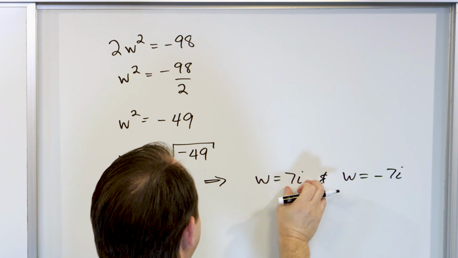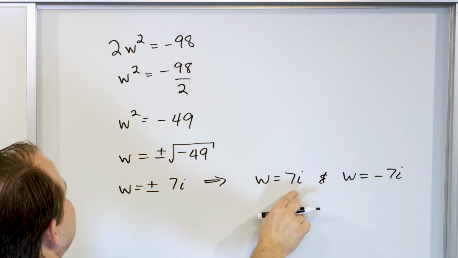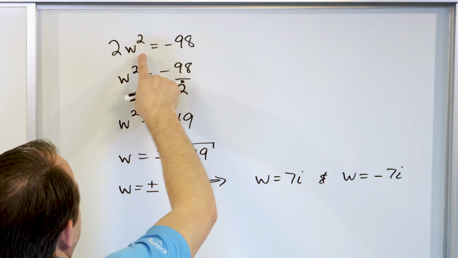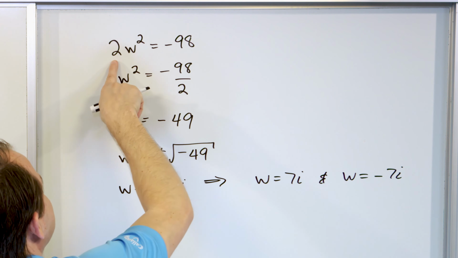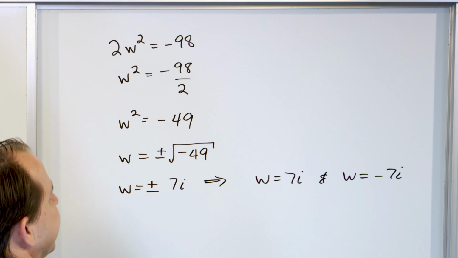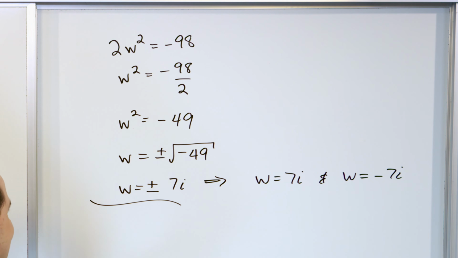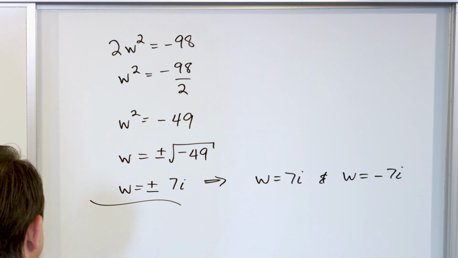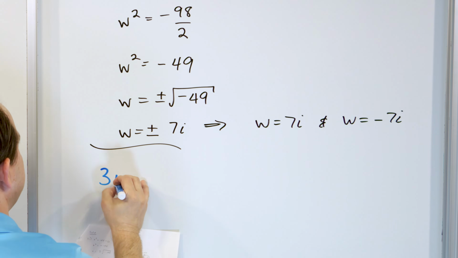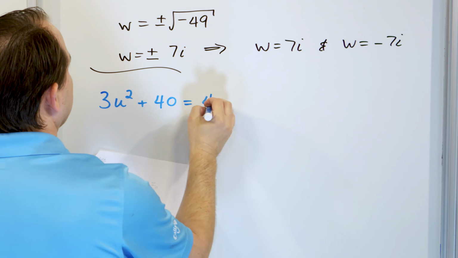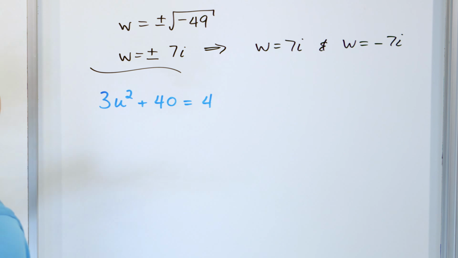But if you stick an imaginary number in here, then the 7i squared will give me 49 times negative 1, which is negative 49. Negative 49 times this will give me negative 98, so it works. Same thing's going to happen if you put this one in. So the reason that we can do this is precisely because i squared is equal to negative 1. Okay, last problem we have for this lesson is 3 times u squared plus 40 is equal to 4, like this. So we want to solve for u.